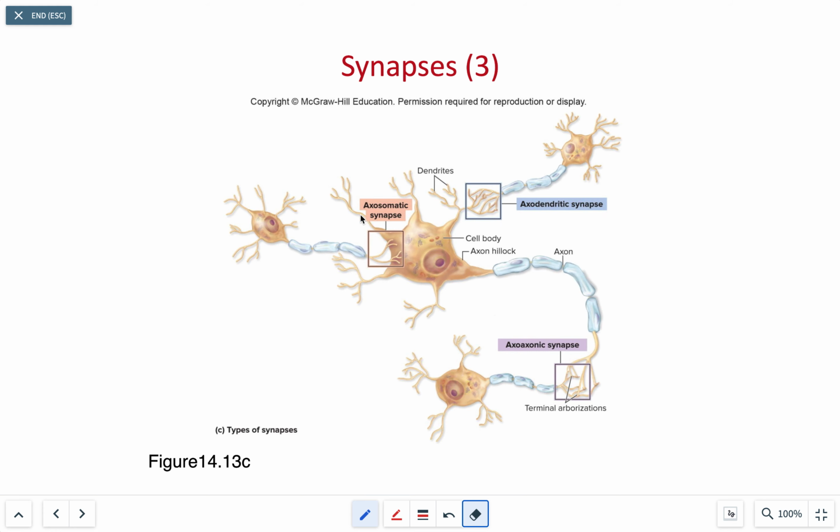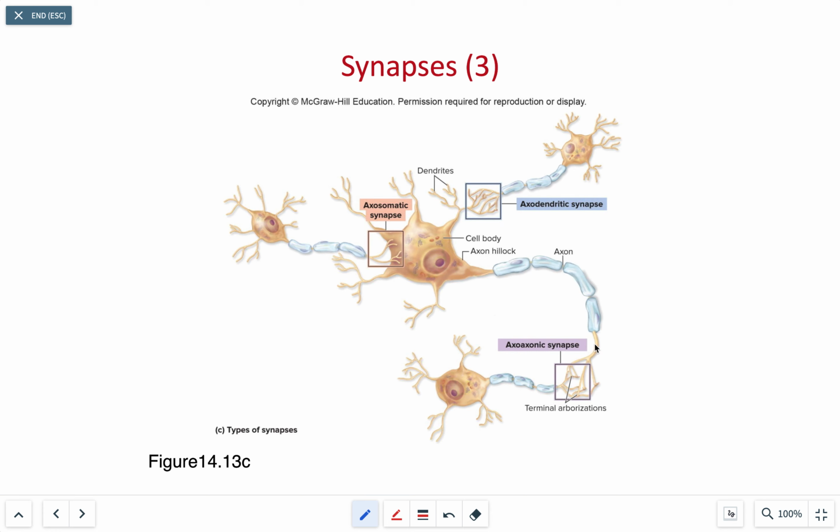The axosomatic, this one right here, we can see a little bit of a different structural makeup. It's going to occur between the synaptic knob and the cell body of the postsynaptic neuron. So the presynaptic neuron is going to have the synaptic knob, and the postsynaptic neuron in this example of an axosomatic will be the cell body.